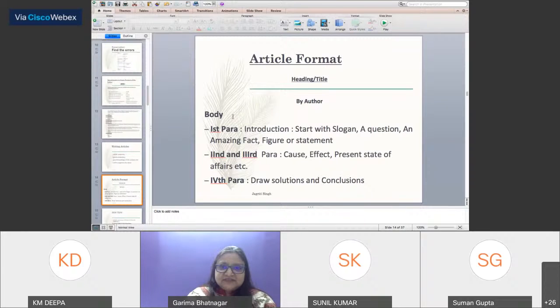So the format of the article: there is a heading or a title on the top, and then below the line, you have the author's name. It would usually be given in the question. If it is not given, tell your students to write ABC or XYZ. And then the body of the article starts from the left after the margin line. The first paragraph again talks about the introduction of the topic.